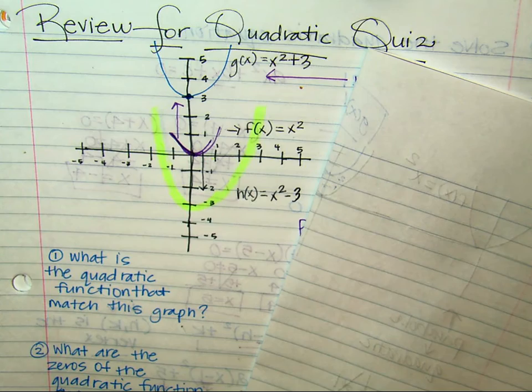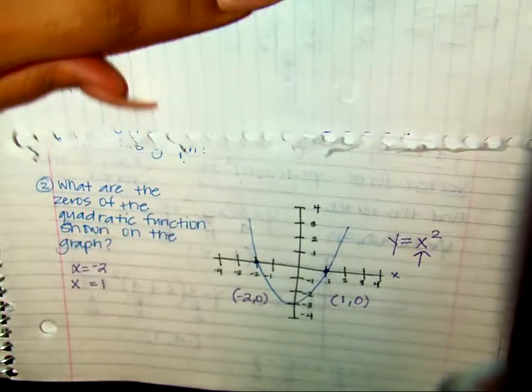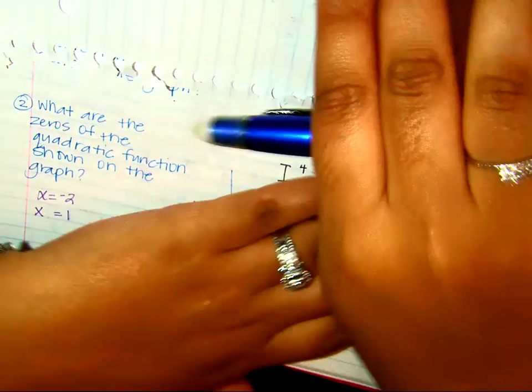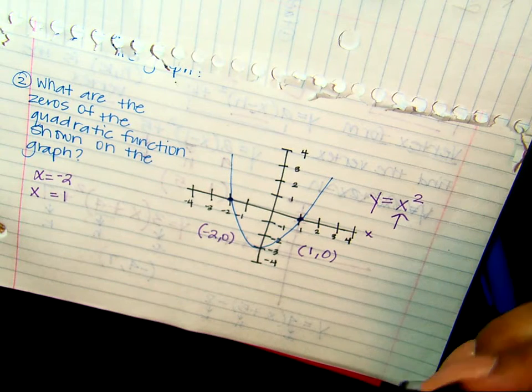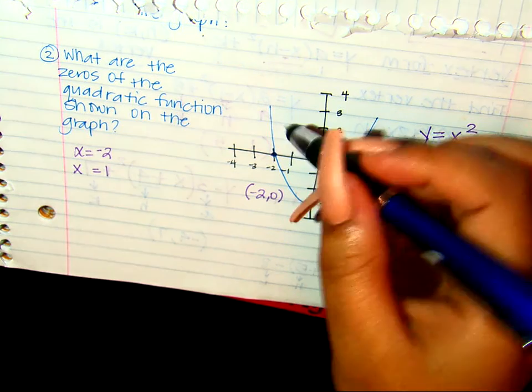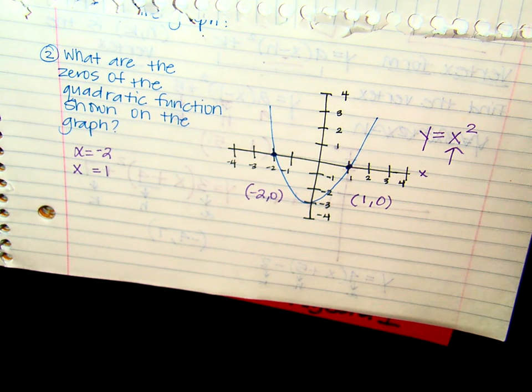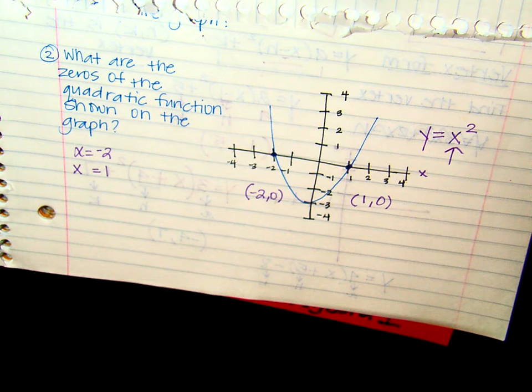Alright, so the next question I have down here would be, what are the zeros of the quadratic function shown on the graph? So I've already written it out, but you'll get a graph on your quiz and it'll have a parabola or what have you, and your job is to figure out where the zeros are on this graph.